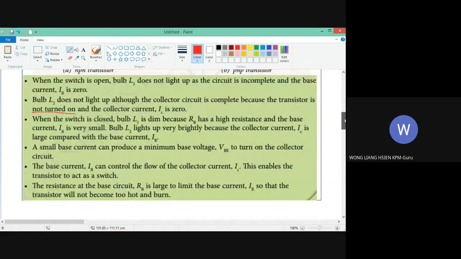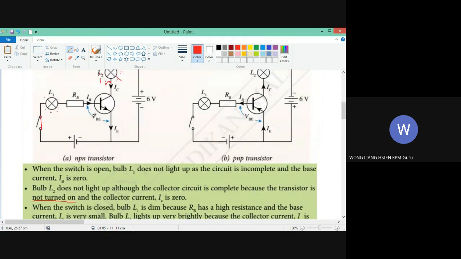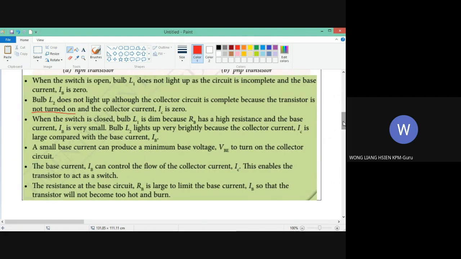So a small base current can produce a minimum base voltage to turn on the collector. This voltage here, we also call the base voltage, and it is the same as this one here. So the small base current can control the flow of the collector current. This enables the transistor to act as a switch.